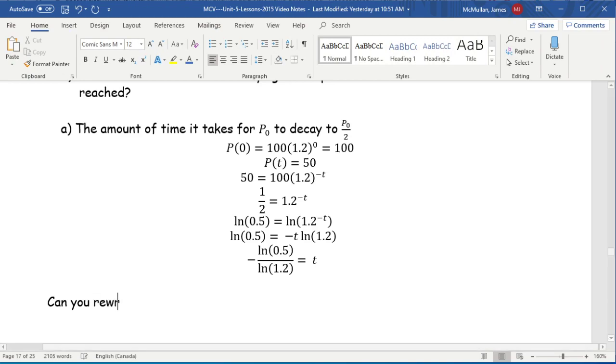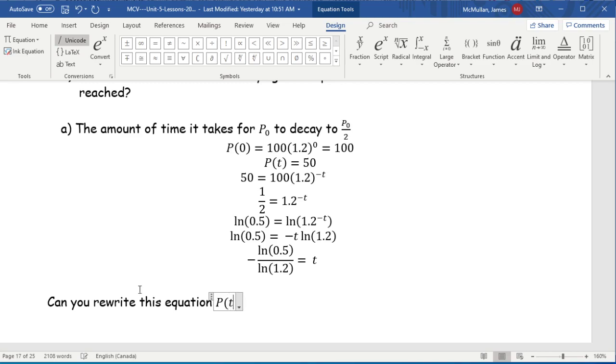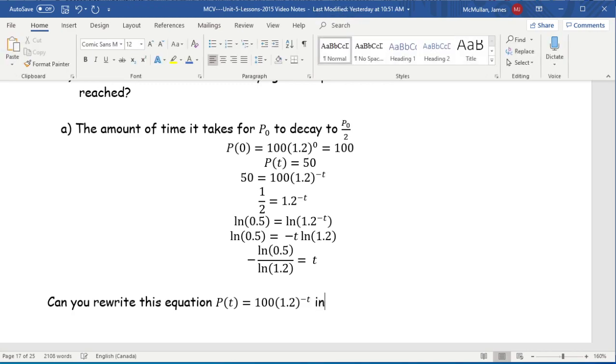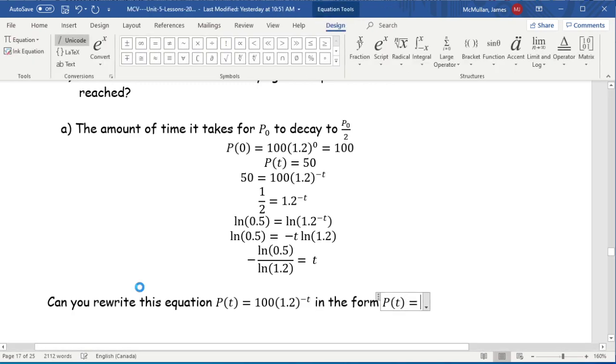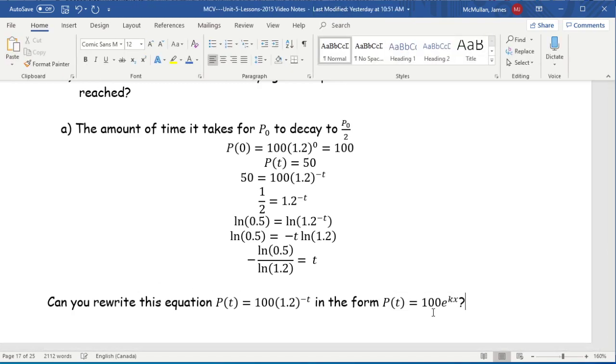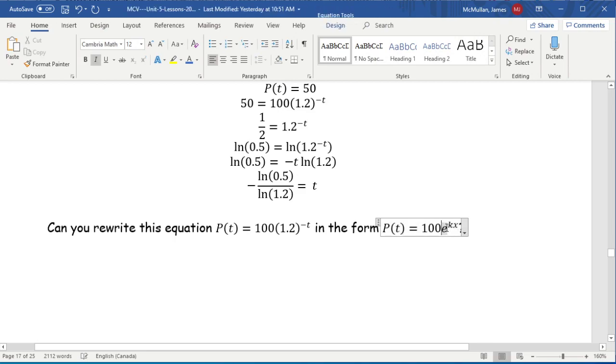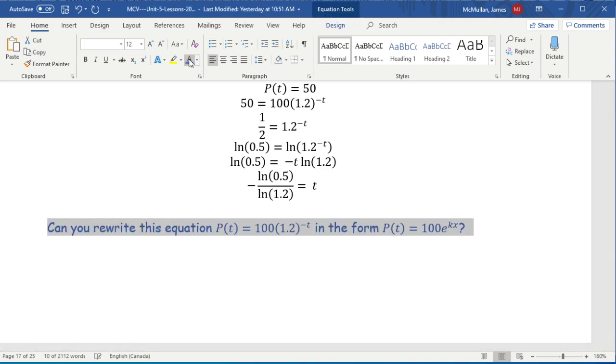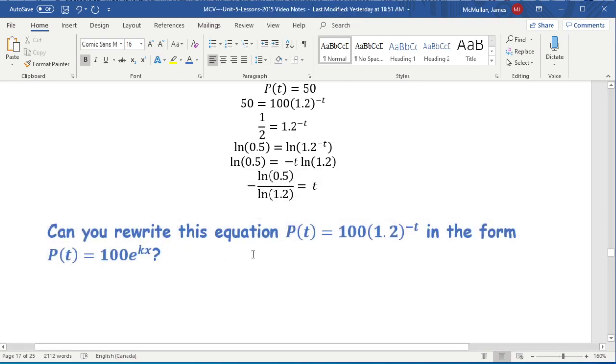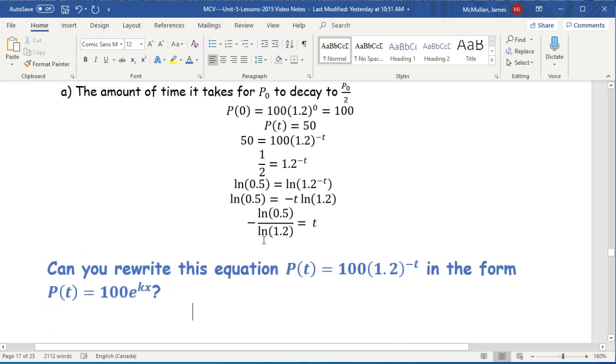Can you rewrite this equation, P of t equals 100 times 1.2 to the negative t, in the form P of t equals 100 e to the kx? Can you figure out how you would write it using e instead of 1.2? Actually a really good question, that I think will help you on the thinking or communication section. Give that a try, or look in the discussion area and see if you can find it.